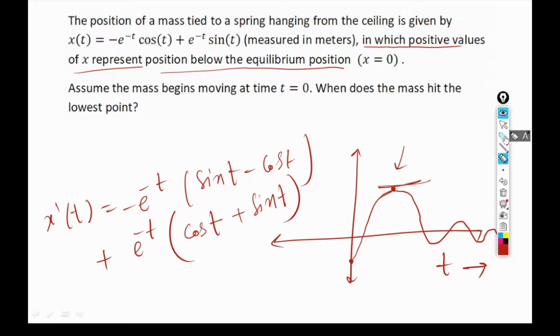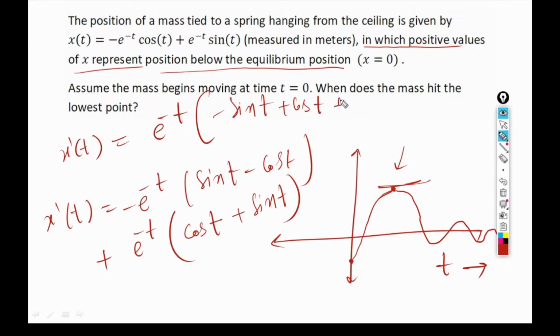Now if I take e^(-t) common again from the derivative, it will be e^(-t) times (minus sin t plus cos t, then plus cos t and plus sin t). Okay, so minus sin t plus sin t gets cancelled, so we'll get 2 cos t. So the derivative is e^(-t) times 2 cos t. Now we have to put it equal to 0 to find the stationary points.